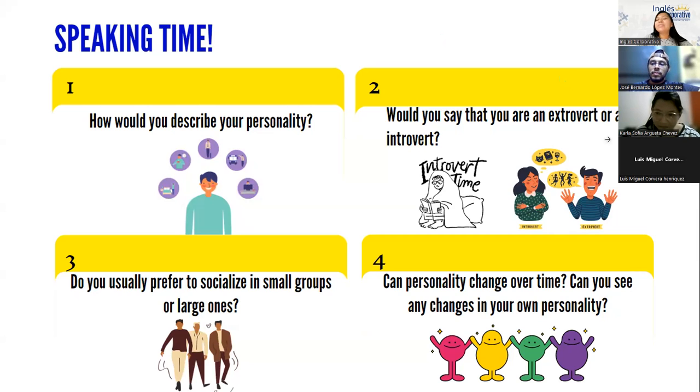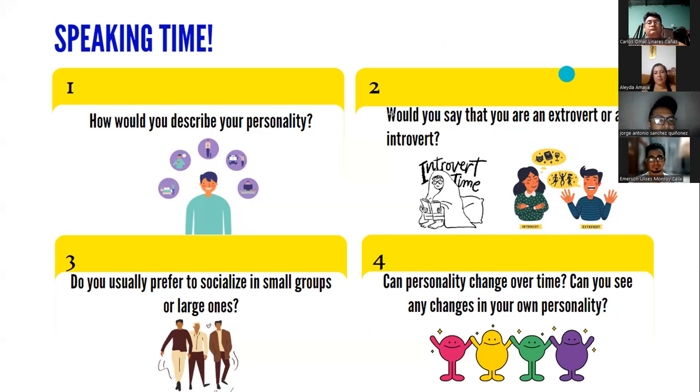Okay, and would you say that you are an extrovert or an introvert? Extrovert. I am extrovert. Why do you consider that you are extrovert? It's easy for me to talk with people. I make friends easily. Actually, I think it's for my work. I talk with many people all day. Okay, all right. Thank you.